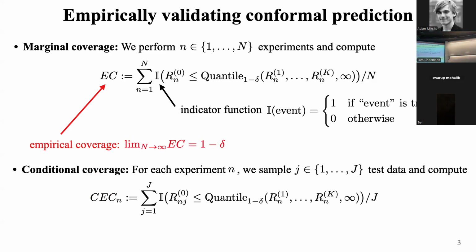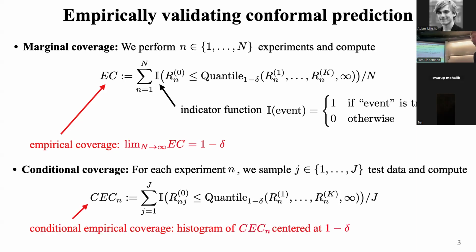Now, the other thing that I talked about is conditional coverage, right? And we saw that we cannot get conditional coverage, but we can approximate it. So here we again run N experiments, and for each of those experiments, we sample additionally capital J test data points, okay? So we run a for loop over all experiments. For all experiments, we draw J test data points, okay? And what we then do is for each experiment, we compute a conditional empirical coverage in the sense that we sum over all these J test data points.